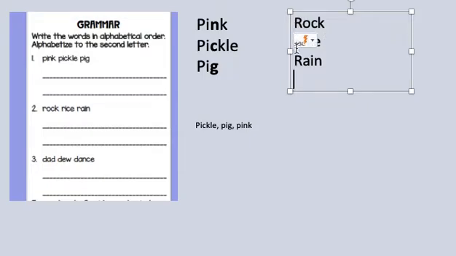The R's are all at the beginning. So what comes first? O, I, or A? If you said rain, I would agree with you. Comma between a list of words.